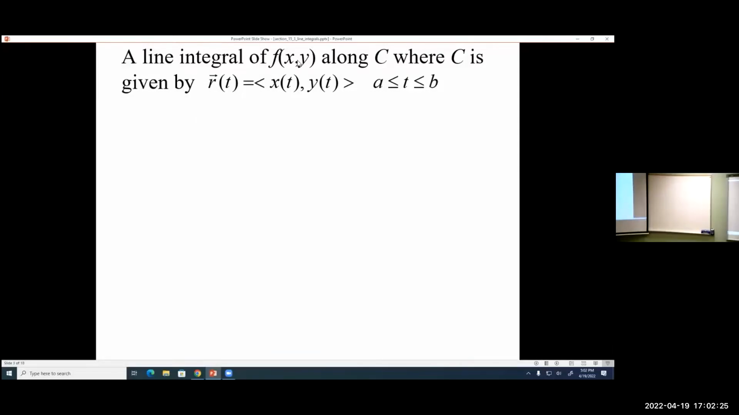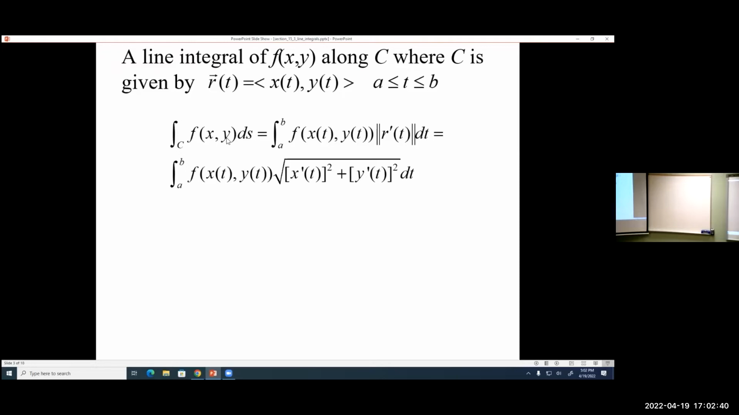So suppose we have some function, we'll call it f of x, y, and we're doing it along some curve C that's given by the position vector x of t, y of t. Then the line integral of a function is the function multiplied by the magnitude of the displacement vector, which, if we write it out, is the square root of x prime of t squared plus y prime of t squared.